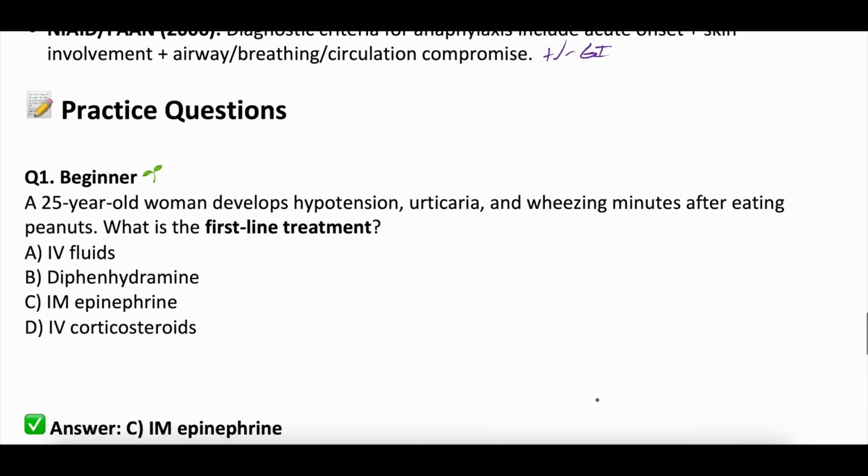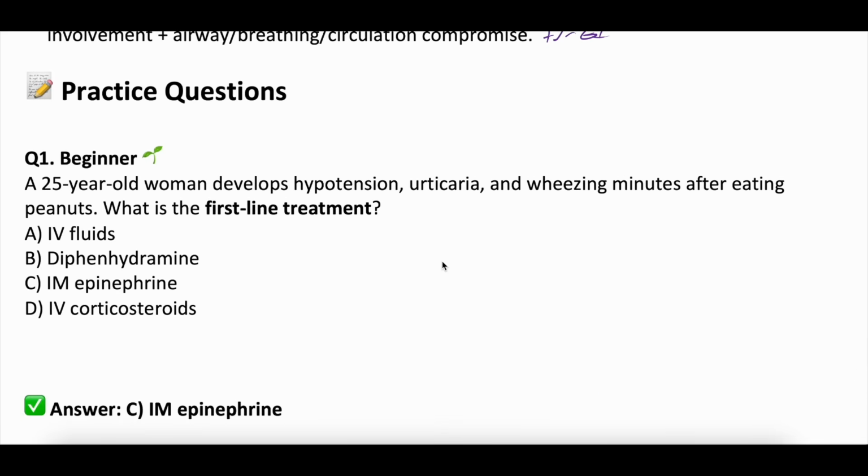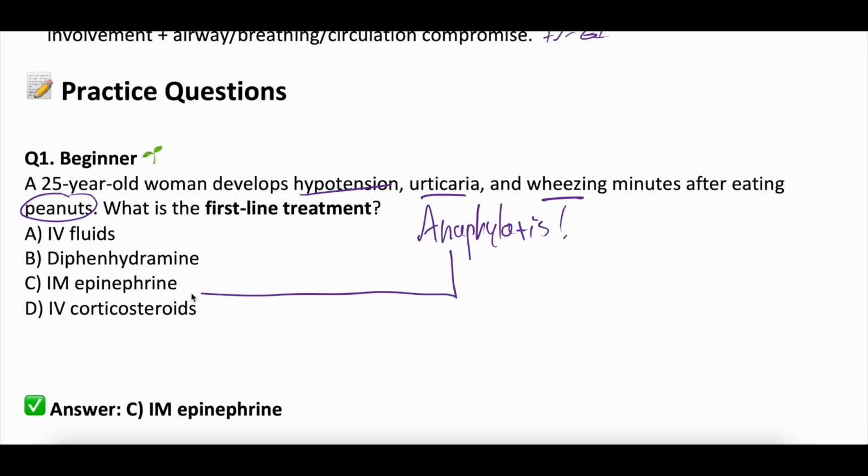Correct answer is C, intramuscular epinephrine. So the first thing we want you to do is diagnose this patient with anaphylaxis, okay? They have a trigger. Where was it? Peanuts, okay? And then they have skin findings, respiratory findings, and cardiac findings, right? So this is anaphylaxis. So after you've figured out the diagnosis of anaphylaxis, you have to go with what is the treatment, and the treatment is intramuscular epinephrine, that is the absolute first treatment.